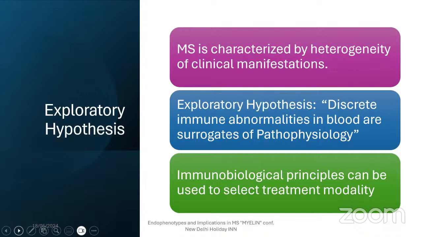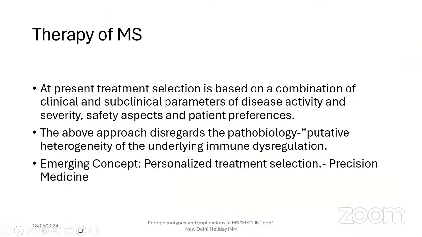MS, as you know, is characterized by heterogeneity of clinical manifestations. The exploratory hypothesis behind this talk is whether discrete immune abnormalities in blood are surrogates of pathophysiology, and if identified, whether they dictate a certain type of trajectory for the disease and treatment. The immunobiological principles can then be used to select a treatment modality, whether it is interferons, dimethyl fumarate, or glatiramer acetate in mild MS.